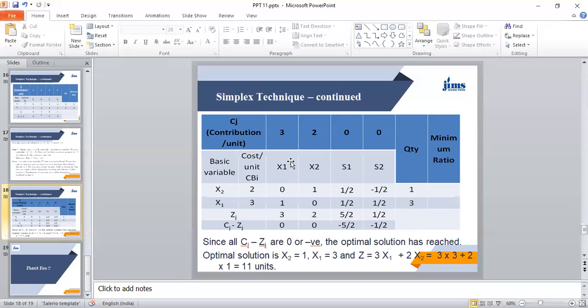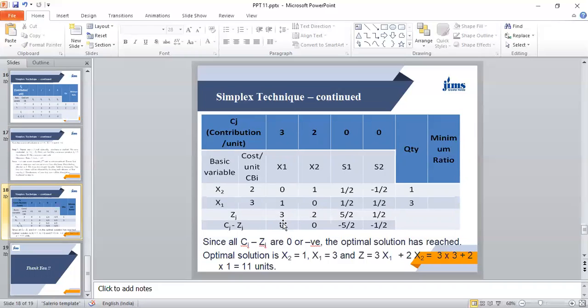Then we calculate Zj: 2 into 0, 0; 3, 1 into 3, 3, so 0 plus 3, 3. Similarly this becomes 5 by 2, this becomes 1 by 2. And Cj minus Zj means 3 minus 3 is equal to 0, 2 minus 2 is equal to 0, 0 minus 5 by 2 is equal to minus 5 by 2, 0 minus 1 by 2 is equal to minus 1 by 2. Now you have seen that in Cj minus Zj, or delta j, or the net evaluation row or the index row, all the values are either 0 or negative.